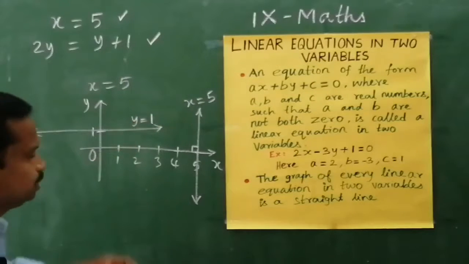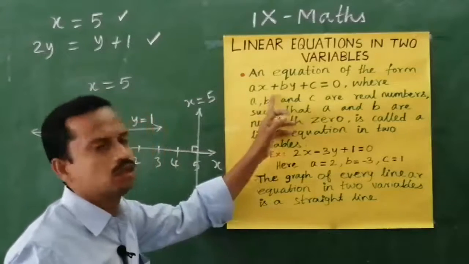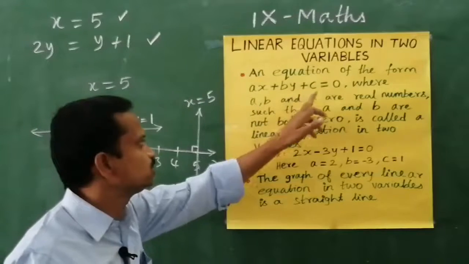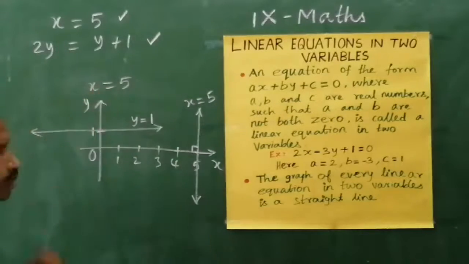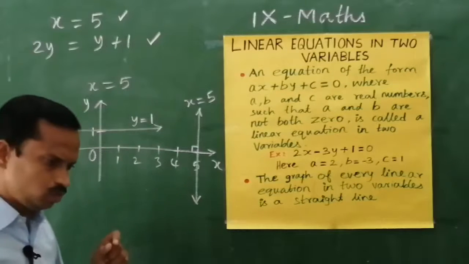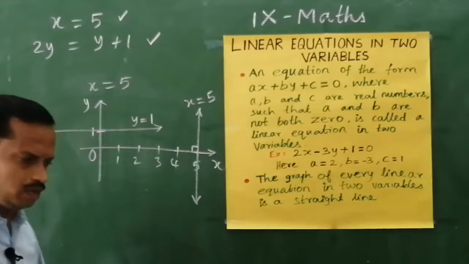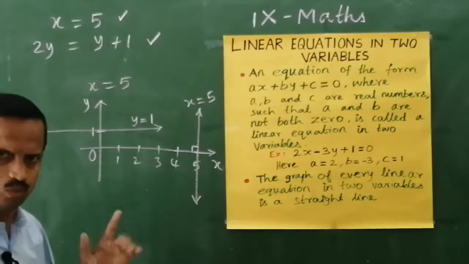So, these are linear equations in one variable, but in two variables this is the general form, ax plus by plus c equal to 0. If you take x equal to 5, it is a linear equation in one variable. The variable is x and the solution for x is 5, that is all. So, one variable, one solution.